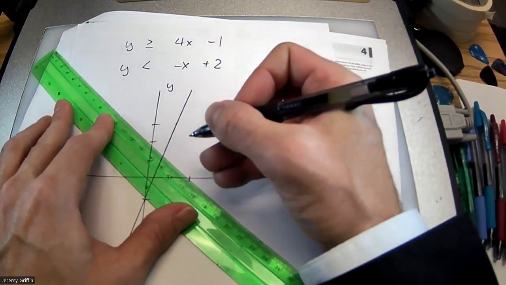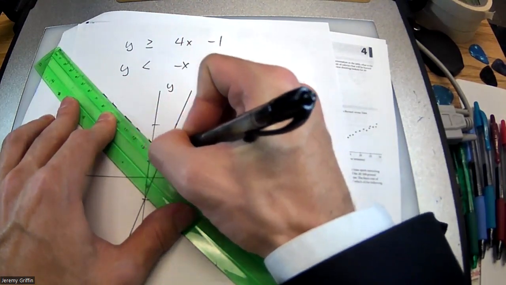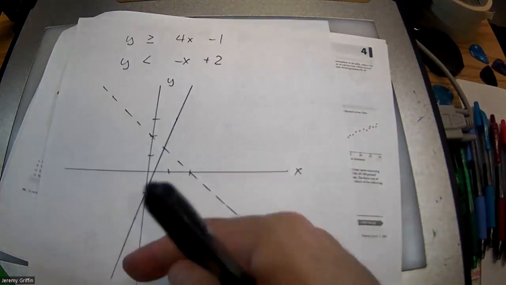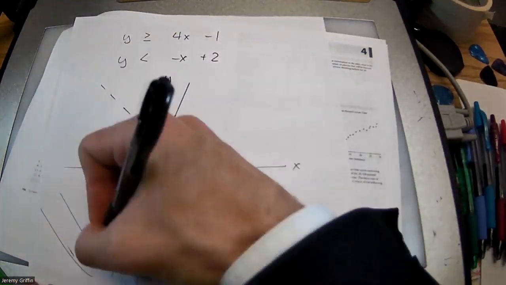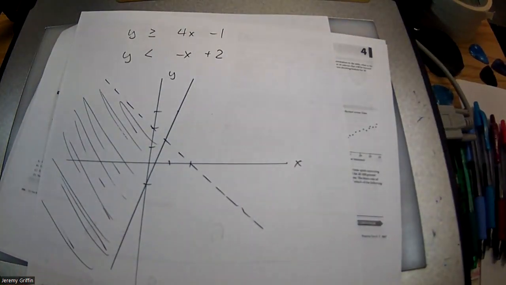Negative x plus 2, that's like this line. I'm going to dash it because it says strictly less than. So I need less than the dashed line, but more than the solid line. Isn't that this part of the graph right here? Right, so which answer choice is in that part of the graph?